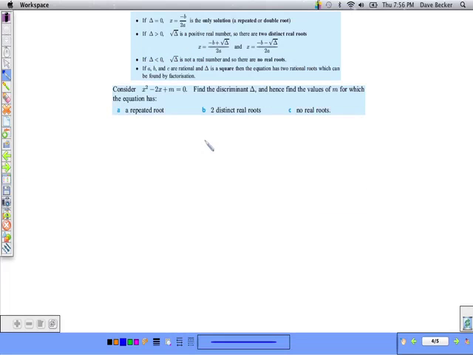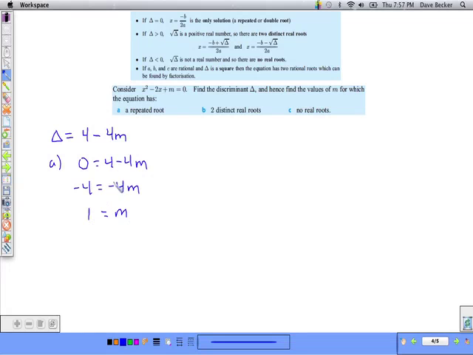Okay, next example. Consider this, x squared minus 2x plus m equals 0. Find the discriminant and hence find the values of m for which the equation has a repeated root. Okay, so delta equals b squared minus 4ac. So delta would equal, my b is negative 2, so negative 2 squared is 4, minus 4, a is 1, so I'm not going to put it there, and c is m, so 4 minus 4m. Okay. So for a, I needed a repeated root. Well, a repeated root happens when delta equals 0. So I'm going to say 0 equals 4 minus 4m. And if I solve, negative 4 equals negative 4m, and m equals 1.